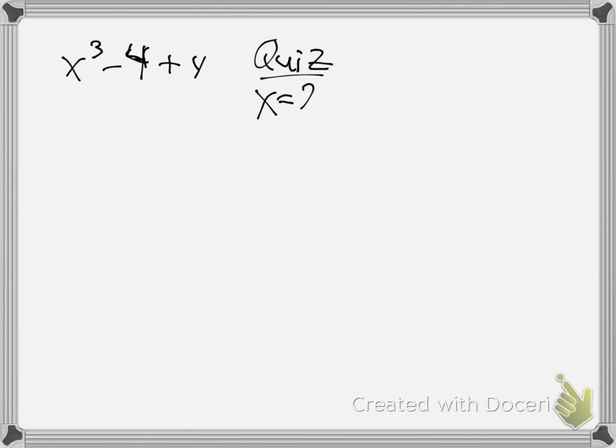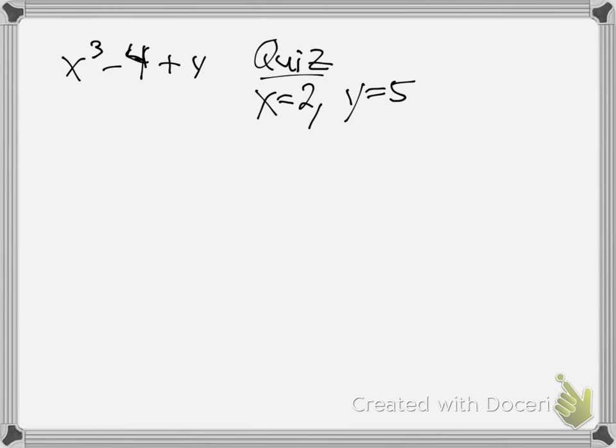Question, just to make sure we're all clear. So what was the question? It was x to the third minus 4 plus y, right? This was the quiz question. And they told us x is 2 and y is 5. Okay. So how did that work? How should we have solved that?